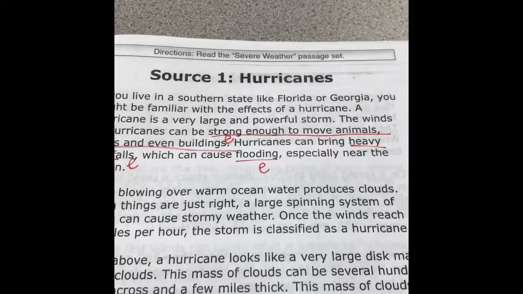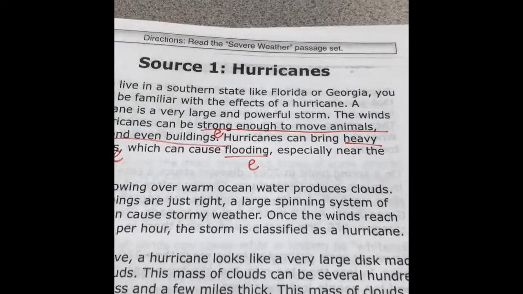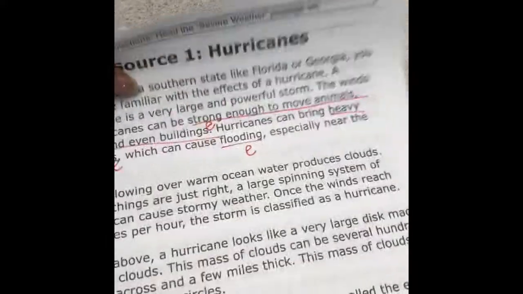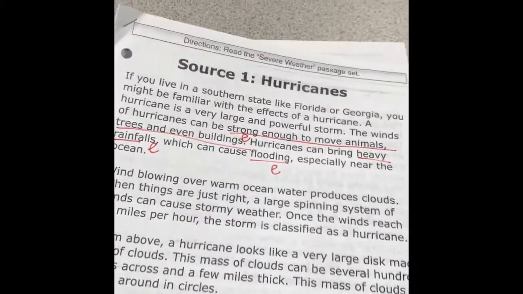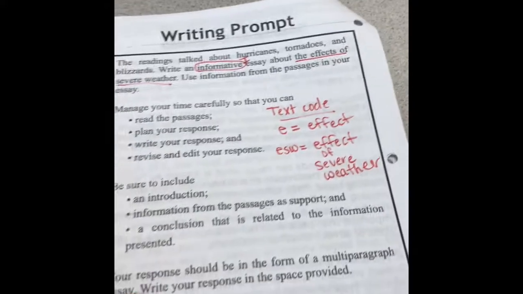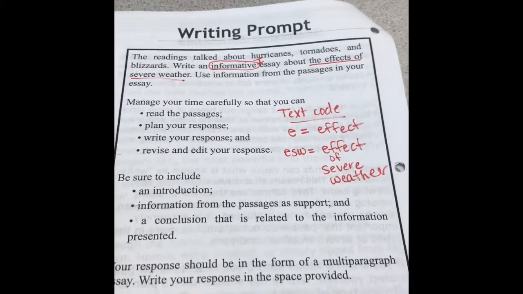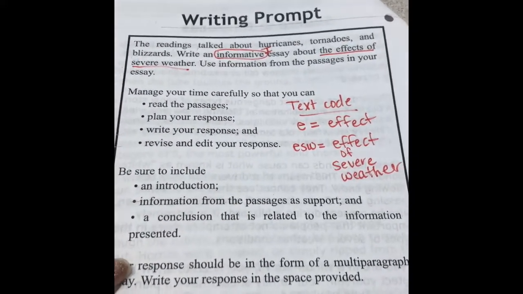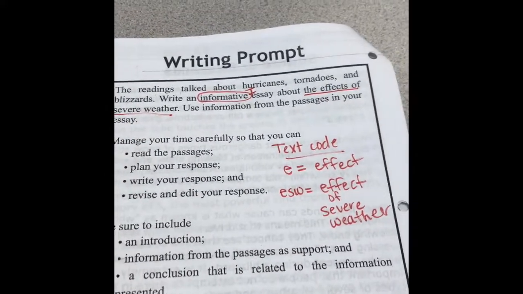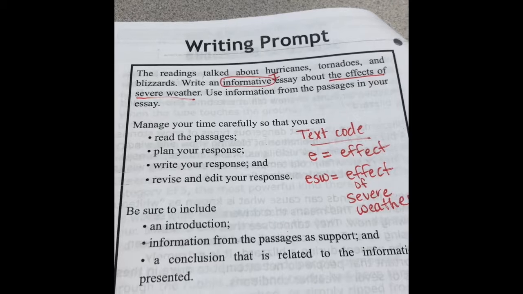Is it going to be informational? Is it going to be opinion? Is it going to be a narrative piece? So one thing that I told the students when we get a text like this, we want to go first to the writing prompt, and we want to read the writing prompt first so we can understand our purpose for reading. So here, this writing prompt, the reading talked about hurricanes, tornadoes, and blizzards.